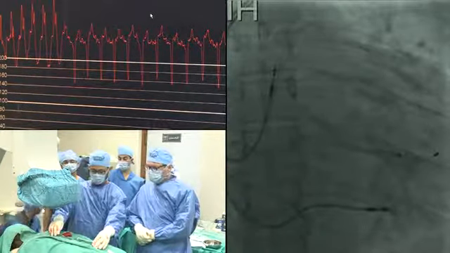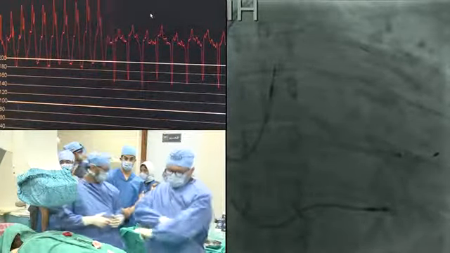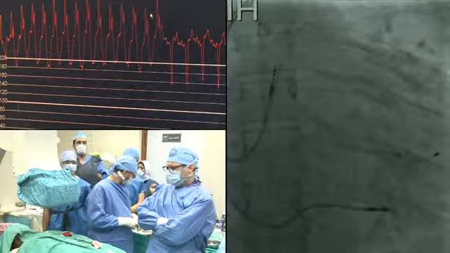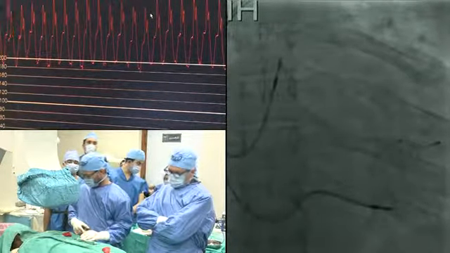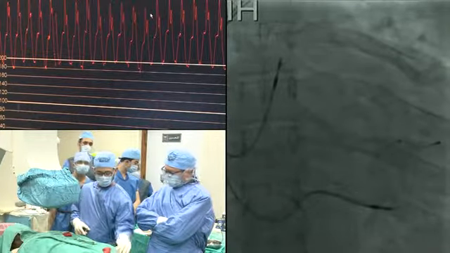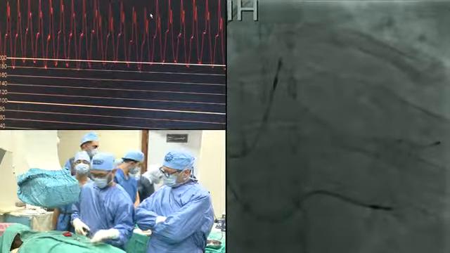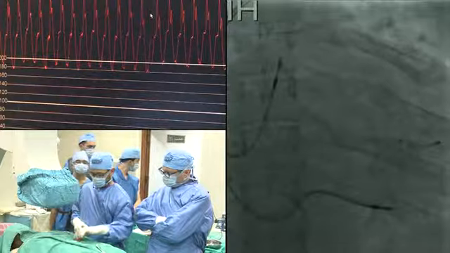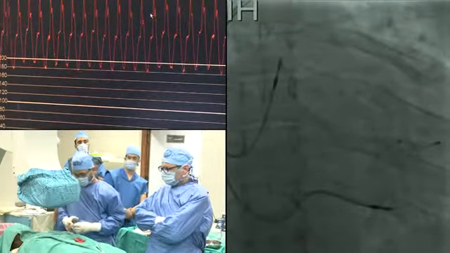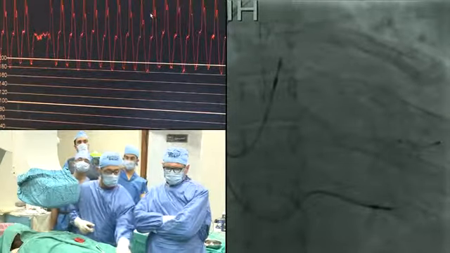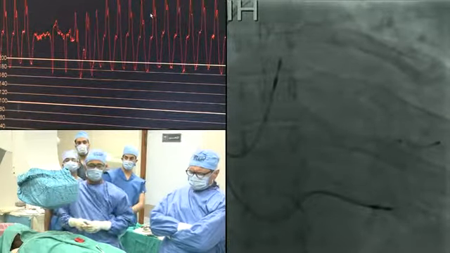Now 5 volts. So pacing is capture. 3. Okay. Capture. 2. So it's looking good. 1.5. 1. 0.9. 0.5. Okay. 0.4. 0.3. Okay. 0.4.